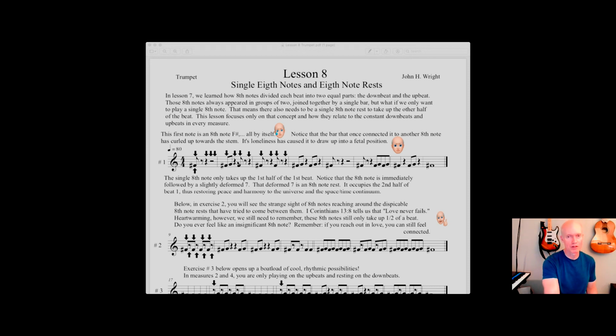Then you rest on beat 2, then another eighth note. So you go 1 and 2, 3, 4, 1, 2, 3, 4. Let me move my mouse again. 1 and 2, 3 and 4. 1, 2, 3, 4. 1, 2, 3 and 4 and 1, 2, 3 and 4. 1, 2, 3, 4. So let's play number 1 here.